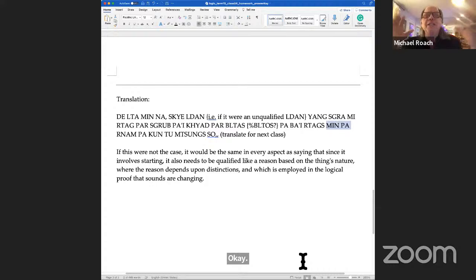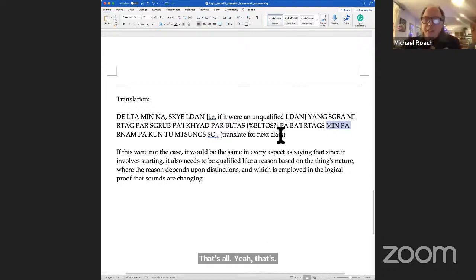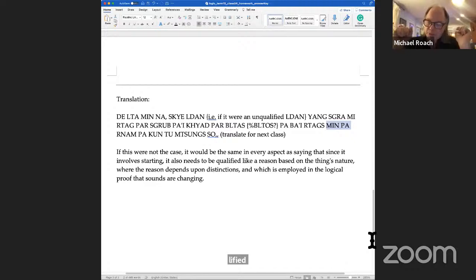Then if my yupa is not a qualified reason, then this super qualified reason is not a qualified reason either, because they're the same. If you say that because it has a starting point it is unqualified or wrong somehow, then my reason's not a power either, but it is. Whatever you say about yupa, you would have to say about kenden, because in my mind they are both qualified. Totally equal.